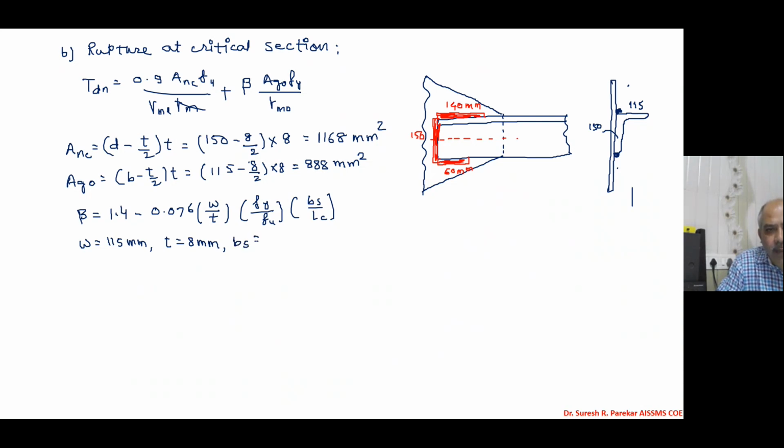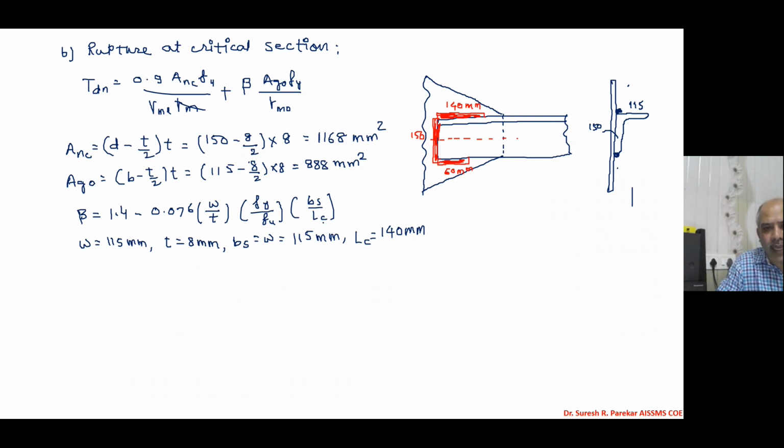Bs now we have W, that is the outstanding leg. If you go to figure 6 in IS 800, you will get Bs equal to W in a welded connection. And then we have 115 millimeters and Lc. Now some books give a higher value of Lc, some books give the average of the two. So I will prefer the larger length, because this will be Lc.